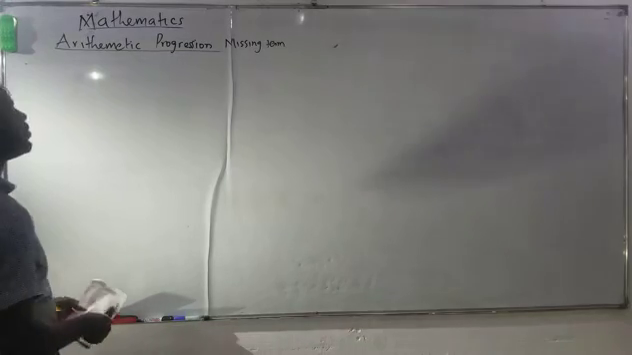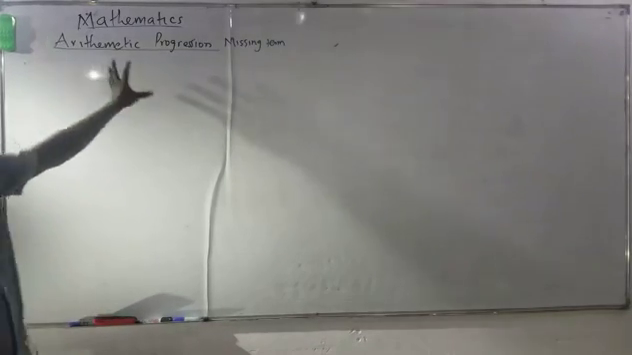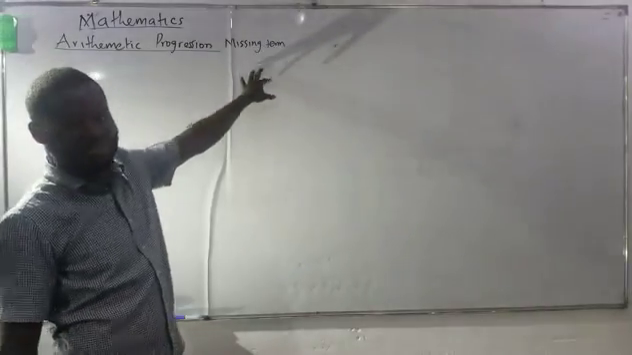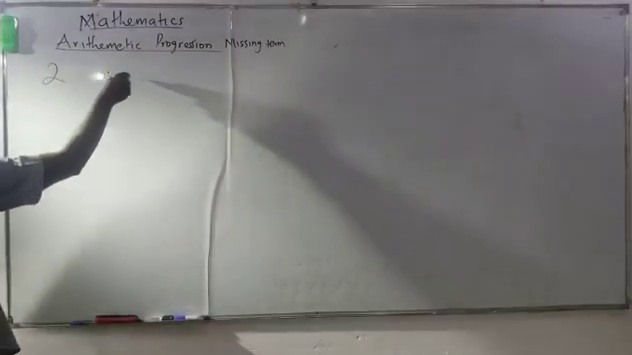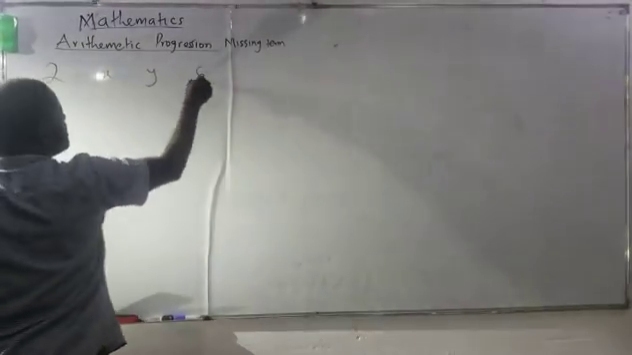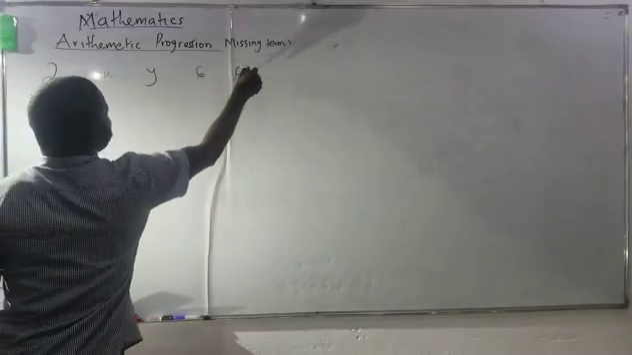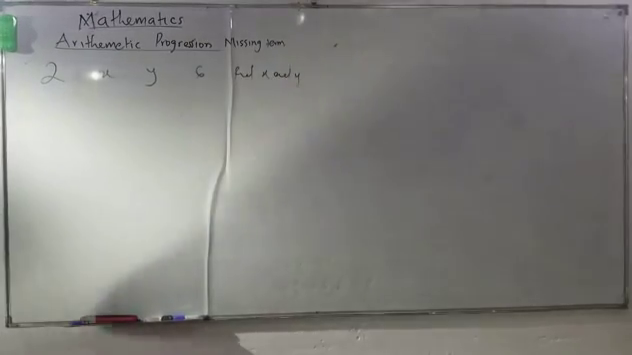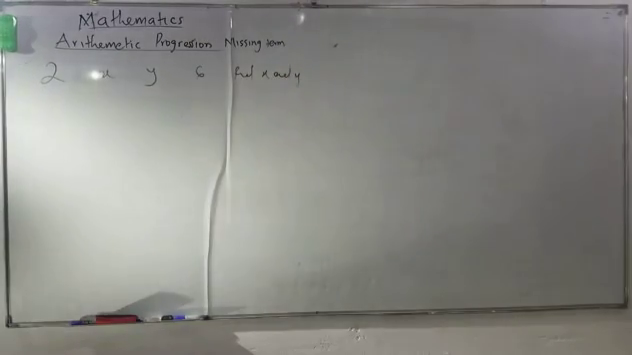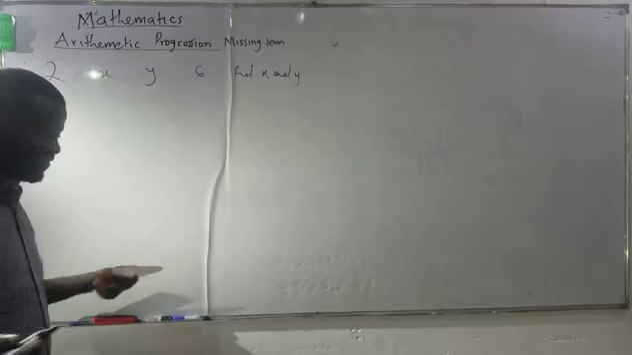On this video, I'll be walking you through arithmetic progression of missing terms. So what are missing terms? For instance, I have 2x, y, 6. Find x and y. That is a missing term. Now, this is a problem, and how do I do it? You apply your common difference.